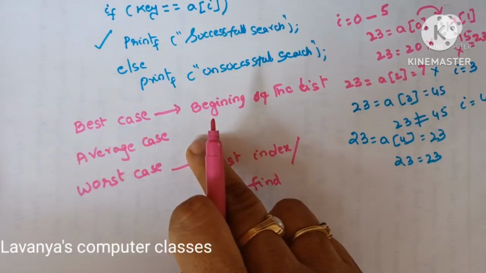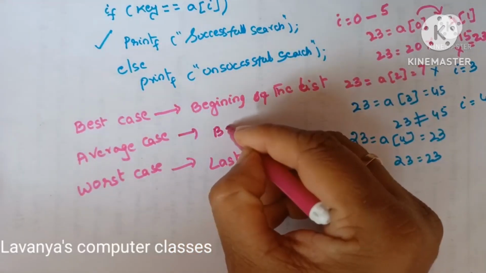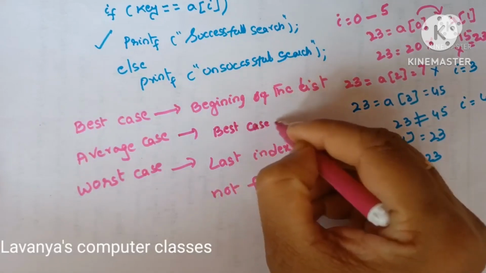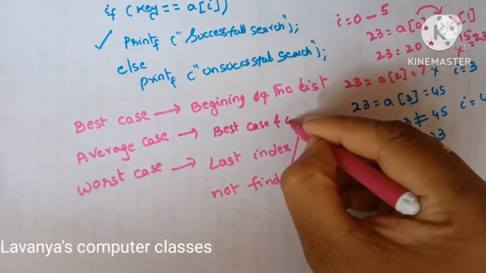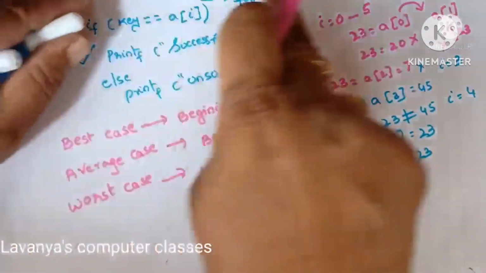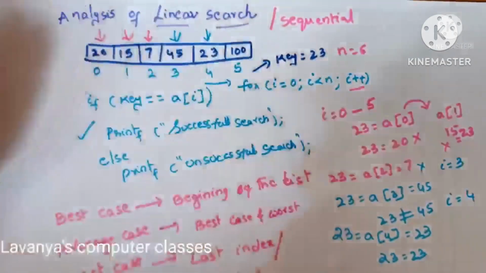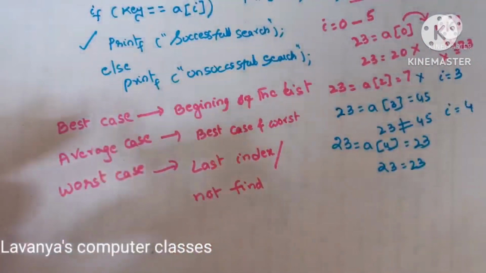Average case. Average case means it is between best case and worst case. That means it is available anywhere, either not in the first position or not in the last position. It is available anywhere in the list. That is called the average case.